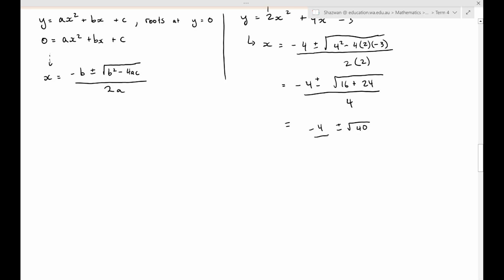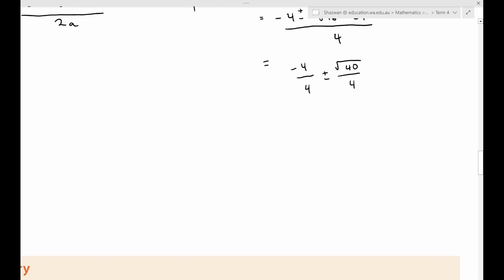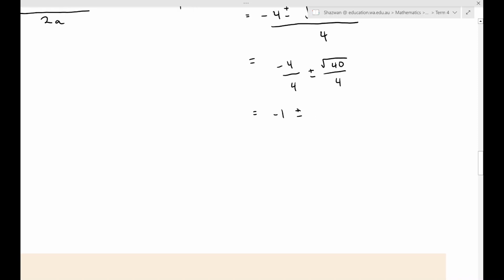While I'm at it, I might just separate this out into two fractions, splitting the denominator. So I've got minus 4 on 4 plus or minus root 40 on 4. Minus 4 on 4 is just negative 1. Plus or minus root 40 on 4, well, root 40, I could express as root 4 times root 10, so that simplifies to 2 root 10. So I can say plus or minus 2 root 10 over 4. And then 2 and 4 will simplify to 1 on 2.